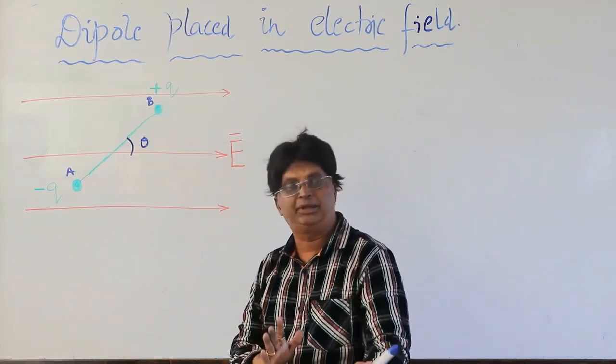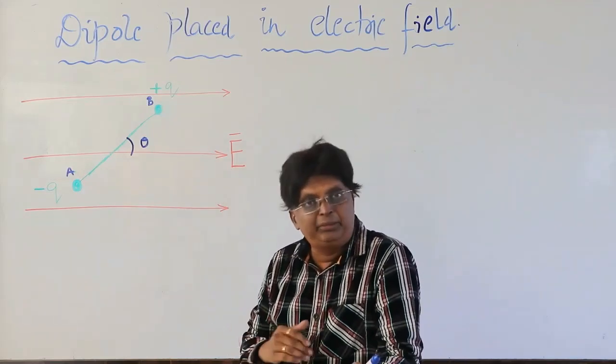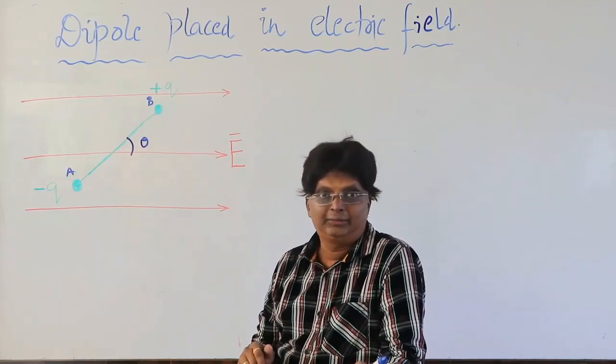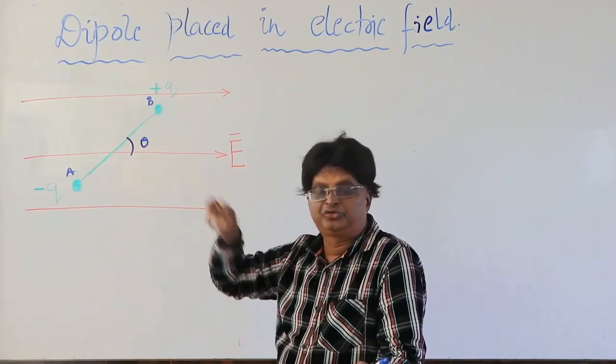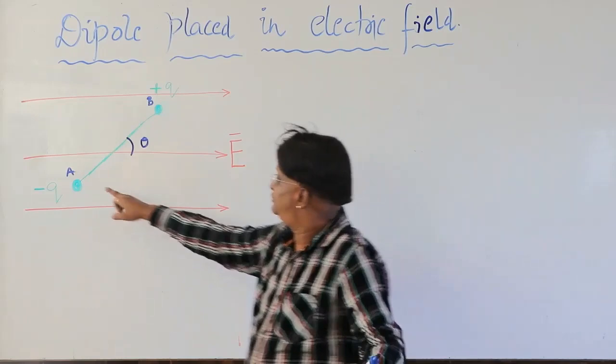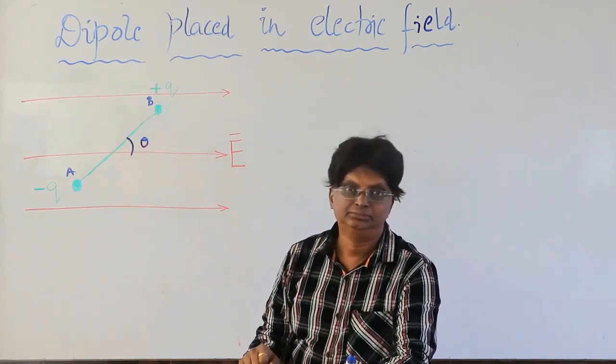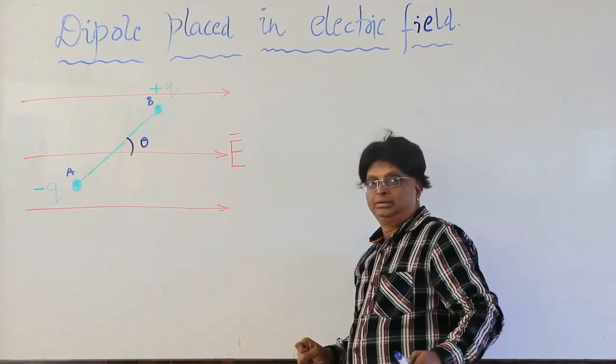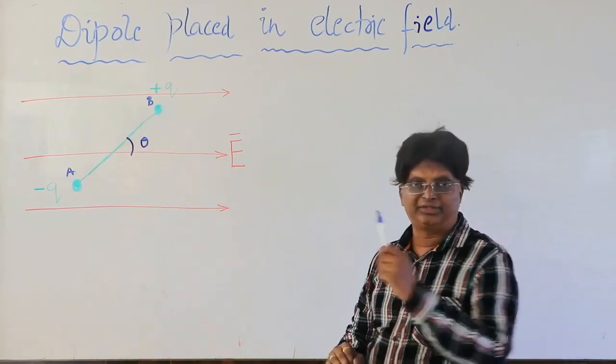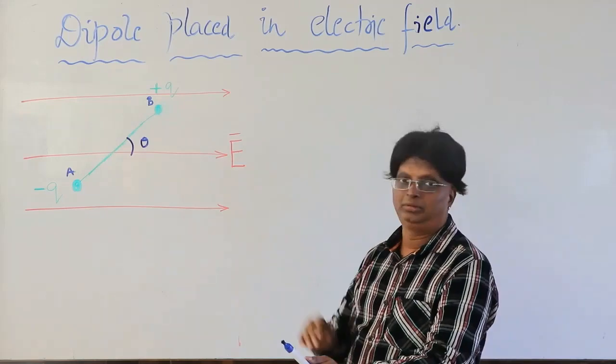Because we always know that P bar is along the axial line, right? Minus Q to plus Q, what you write. Therefore, this is minus Q, plus Q. P bar and E bar angle is theta. Now, this is your simple notes as well. Consider a dipole.